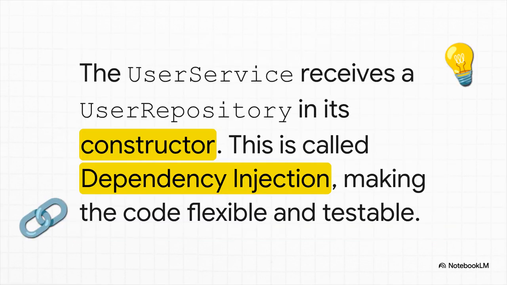And check this out. This is how we connect the layers. See how the user service doesn't create its own user repository? Nope. Instead, it gets one passed into its constructor. This pattern is called dependency injection, and it's the secret sauce that makes these layers so flexible and, maybe most importantly, so easy to test.